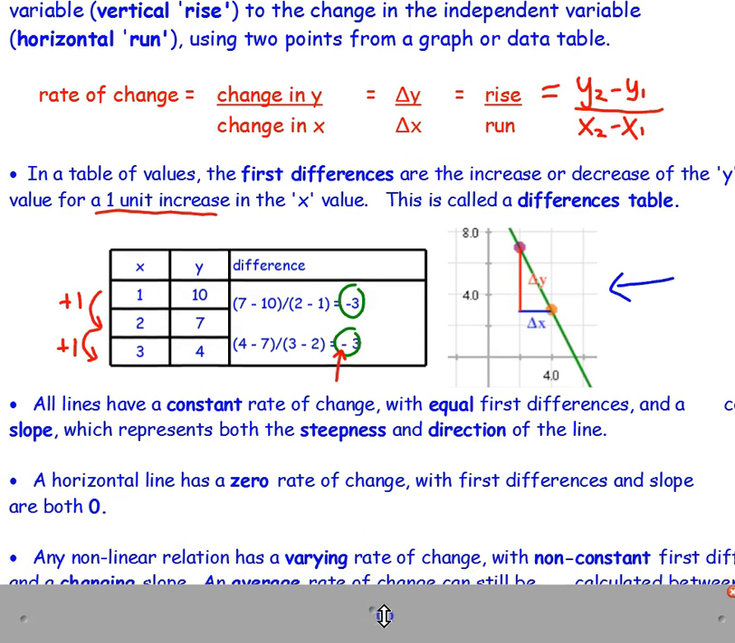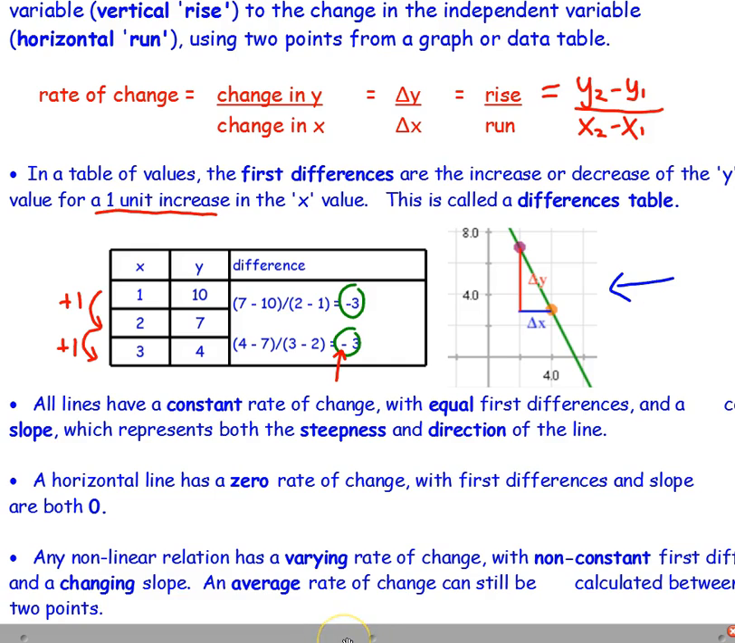And the last point to make here is that nonlinear relations have a varying rate of change. The first differences are non-constant, and the slope will also be changing from point to point. With nonlinear relations, we can still calculate a rate of change between 2 points, but we would call this an average. So in the textbook, when you come across questions that ask you for an average rate of change, it just means looking from point to point where the slope may not necessarily be constant.